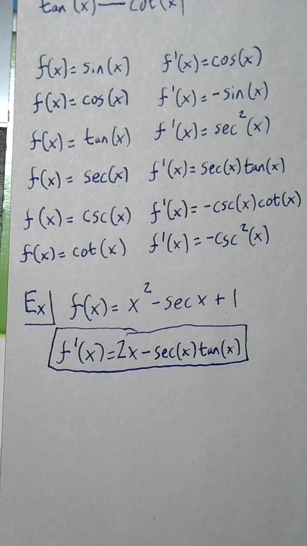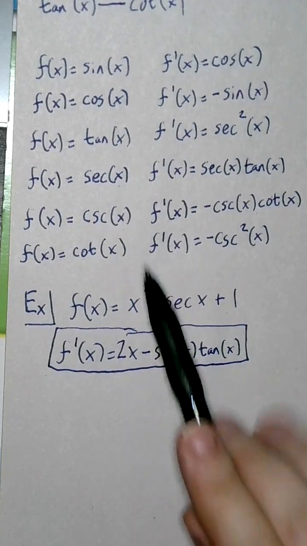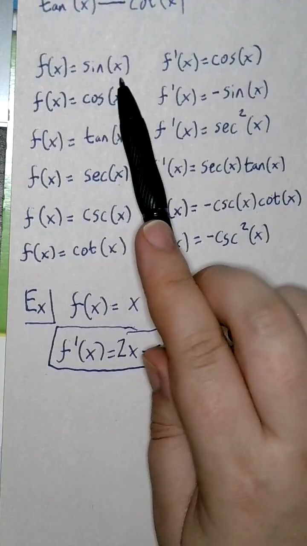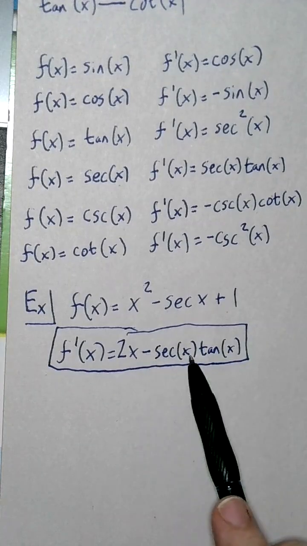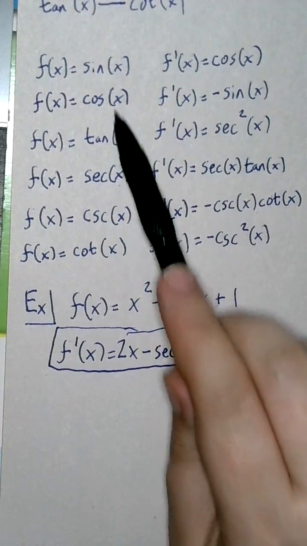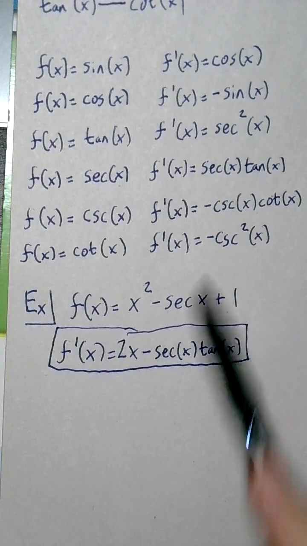Even though that secant in the function is negative technically. Yep. So with the secant, tangent, and sine functions, whatever sign is originally in the function follows into the derivative. Whereas with cosine, cosecant, and cotangent, the sign would flip.